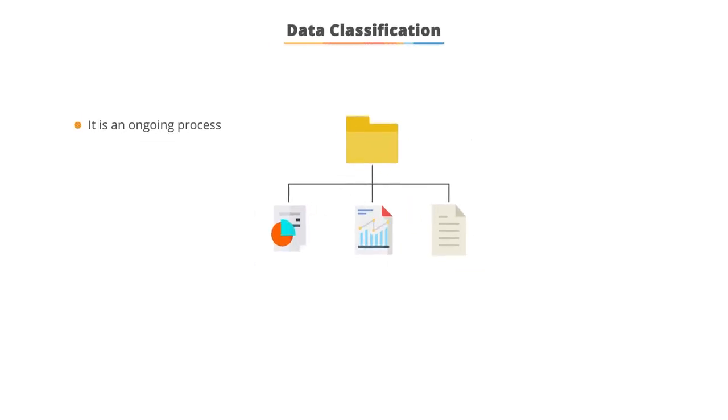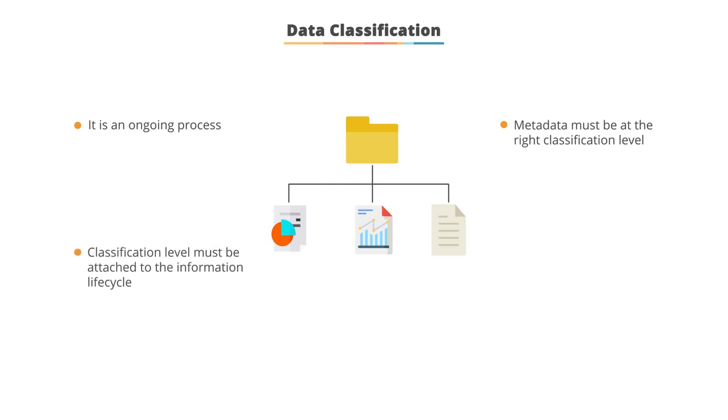This is an ongoing process and not a one-time effort. The important metadata item that should be attached to all information is the right classification level. The classification level should always be attached throughout the life cycle of the information. This helps indicate the level of protection that is needed for each type of data, and finally, helps ensure data is protected in a most cost-effective manner.